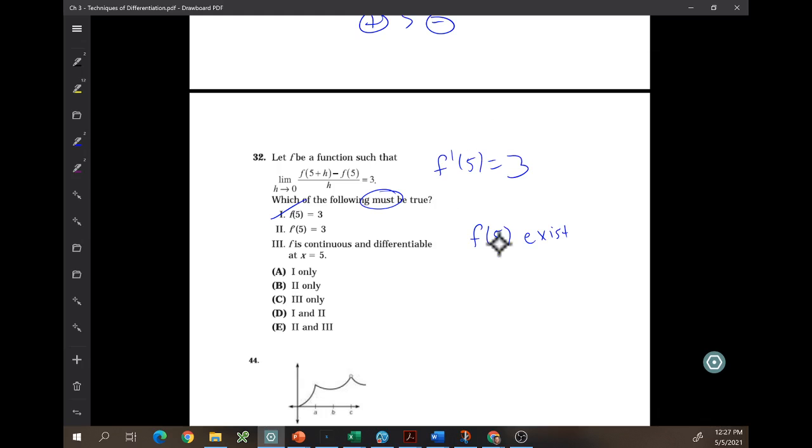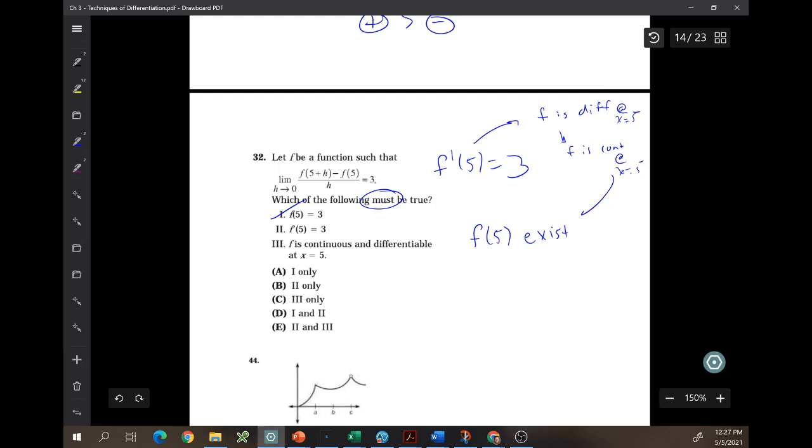Because if f prime of 5 was 3, that means that f is differentiable at 5. Well, if it's differentiable at 5, what did it have to be? It had to be continuous at 5. So if it's continuous at x equals 5, well then yeah, f of 5 exists, but we don't know what it is. It could be any number. F prime of 5 equals 3, that has to be true, because that's literally what this means. And f is continuous and differentiable. Yes, that also has to be true, because if f prime of 5 has an answer, it had to be differentiable, which made it have to be continuous. So our answer would be E, 2 and 3.